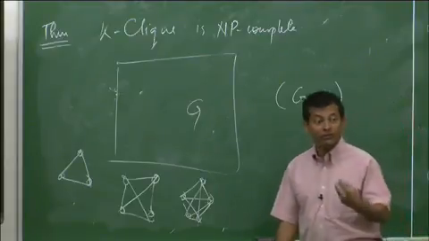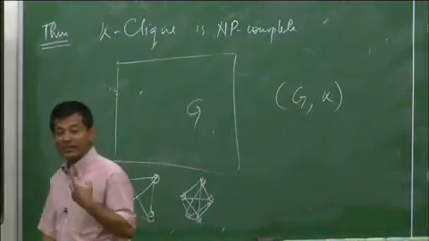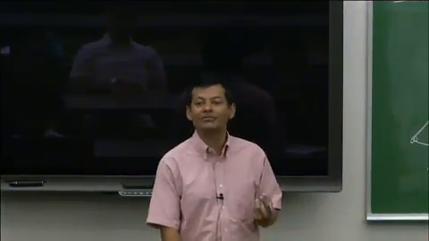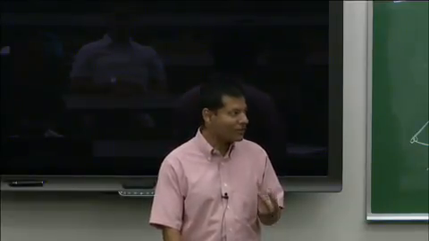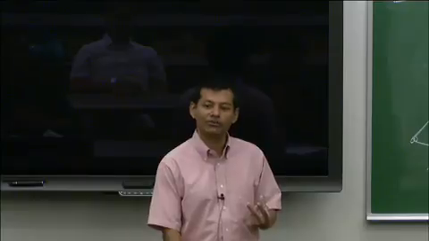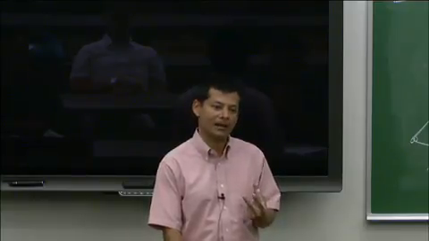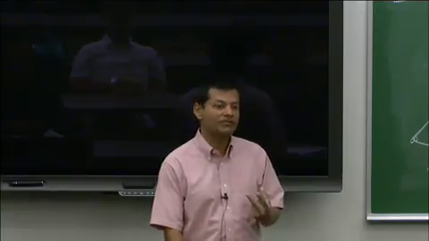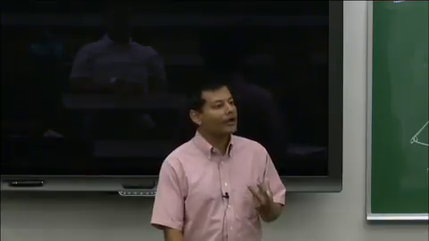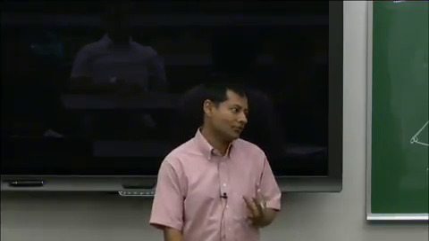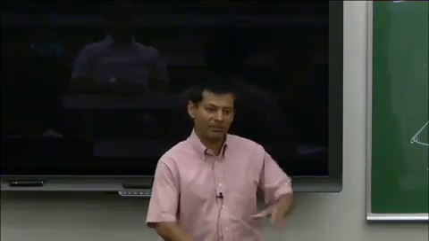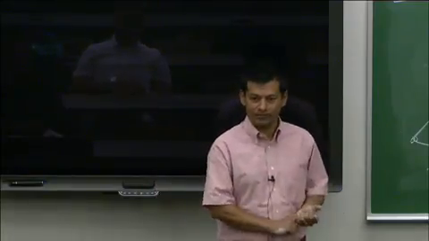Okay? As soon as we show that the K-clique problem is NP complete, what we have really shown is that if you find a polynomial time solution to the K-clique problem, you have essentially found a polynomial time solution to all problems in NP. That is a huge thing. Therefore, it is very unlikely that you will find a polynomial time solution to the K-clique problem. But that is not a proof, it is very unlikely.